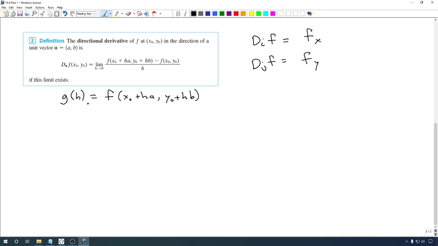This is a function of a single variable h, and its derivative at, well, if we differentiate it at 0, what do we get? Well, we have the limit as h goes to 0 of g of h minus g of 0 over h. That's just the definition of the derivative at 0. If we go ahead and replace those with what they are, solve the limit as h goes to 0, but g of h was this thing.